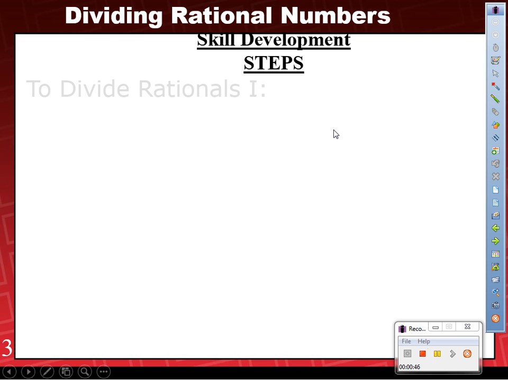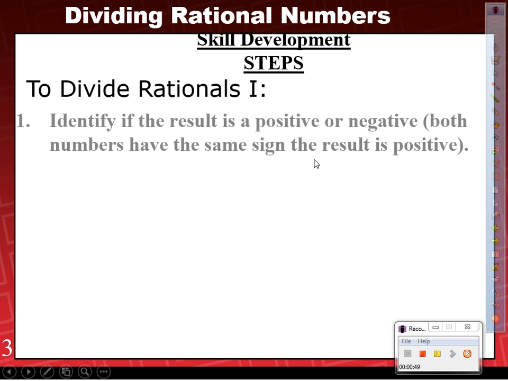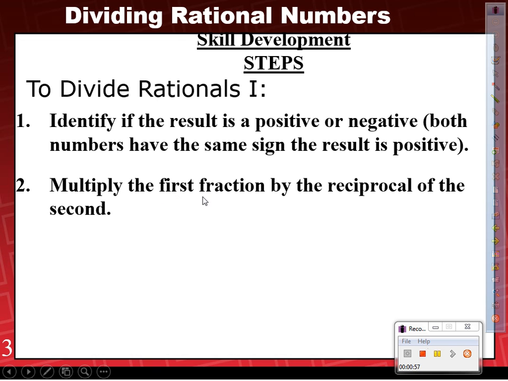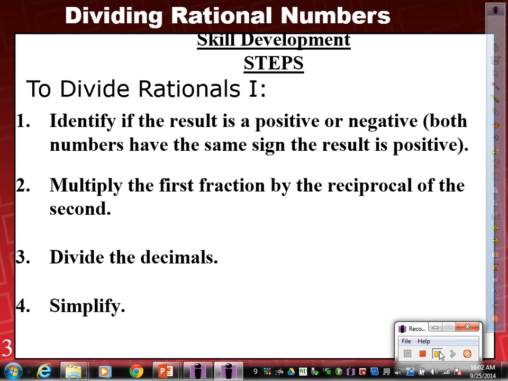To divide rationals, step 1, I identify whether the result is positive or negative. If both numbers have the same sign, then the result is positive. Step 2, multiply the first fraction by the reciprocal of the second. Step 3, divide the decimals, if they're decimals, and simplify. Copy that, please. I'll give you some time. Okay, let's move on.